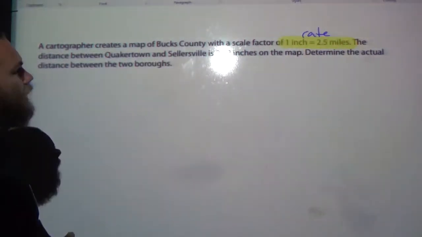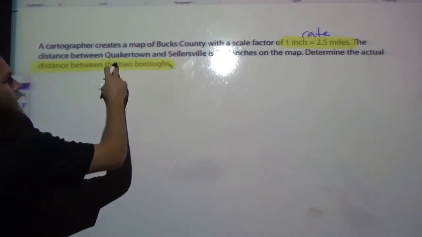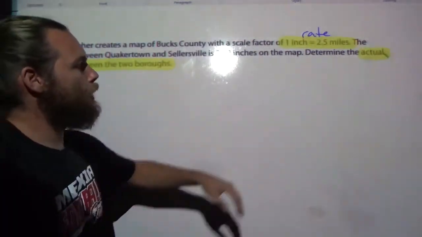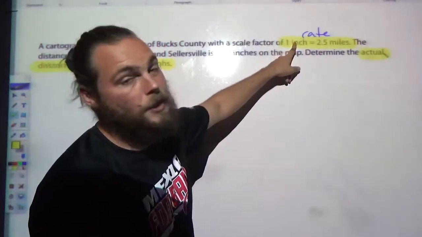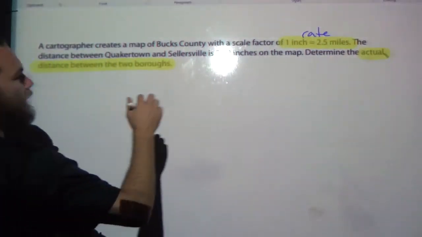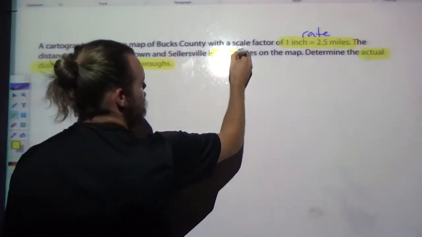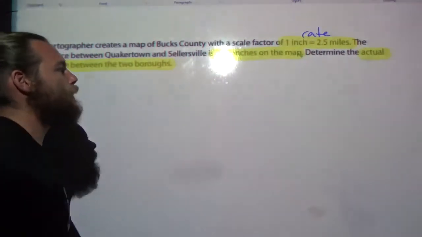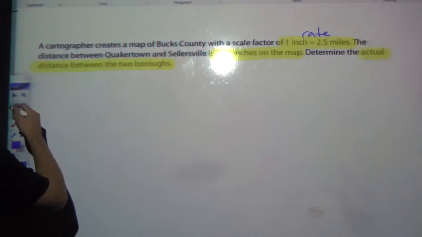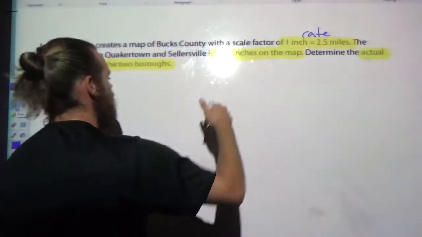They also ask us to determine the distance between the two boroughs. Well, the actual distance. So that means we're talking about miles here, because the 1 inch is the map, the miles is the actual distance. So, you're given a rate and you're given part of that rate. The part of the rate they give you is that 2.92 inches on the map.